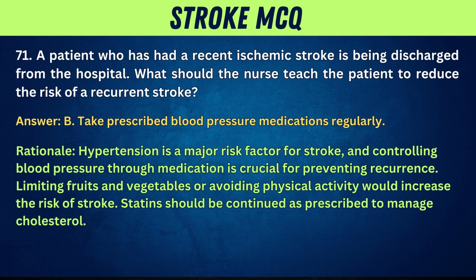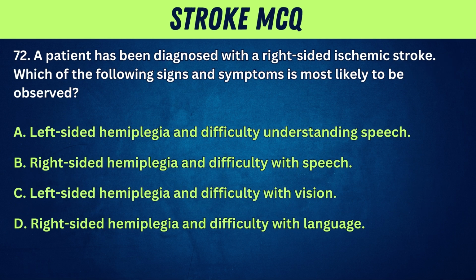Answer: B. Take prescribed blood pressure medications regularly. Rationale: hypertension is a major risk factor for stroke, and controlling blood pressure through medication is crucial for preventing recurrence. Limiting fruits and vegetables or avoiding physical activity would increase the risk of stroke. Statins should be continued as prescribed to manage cholesterol.